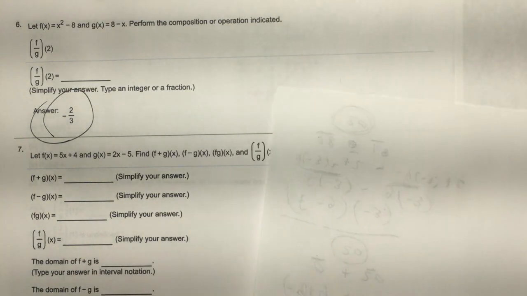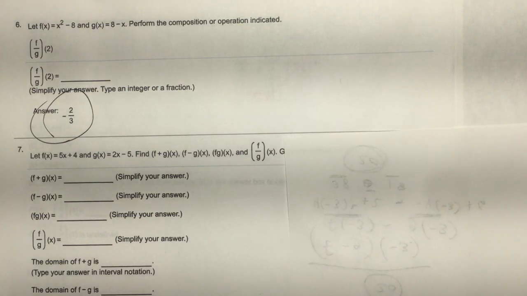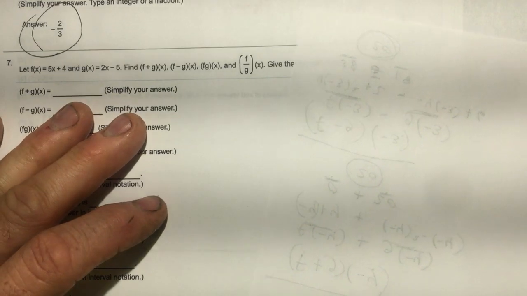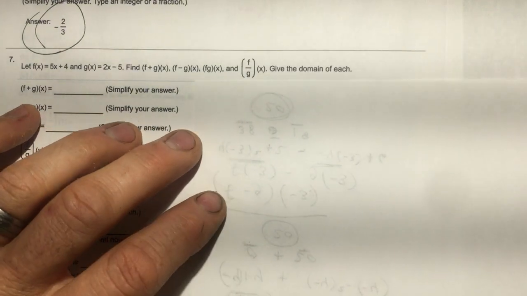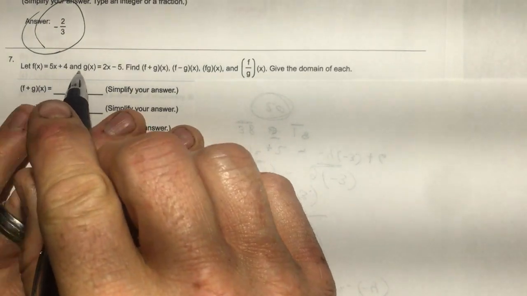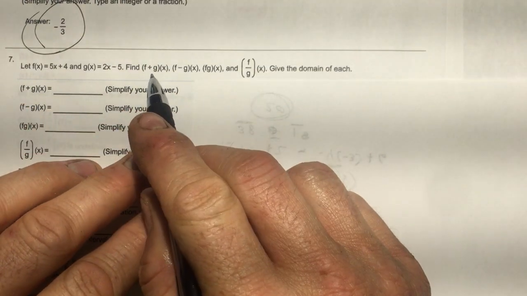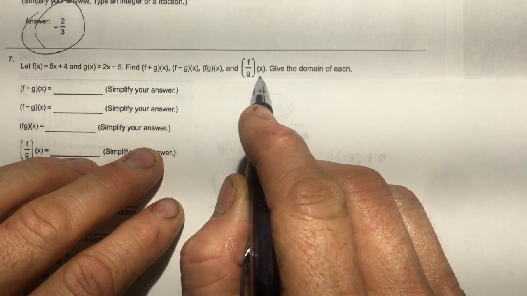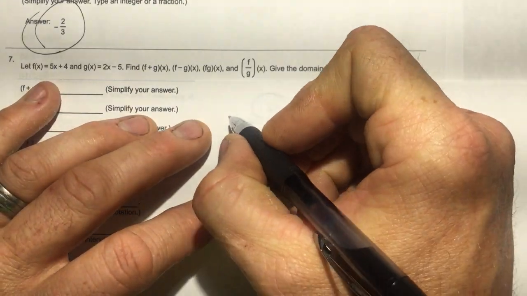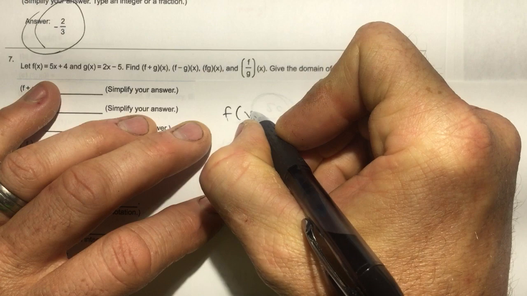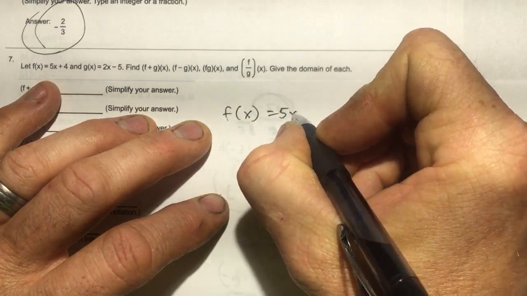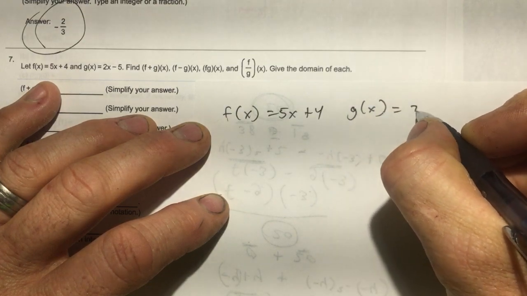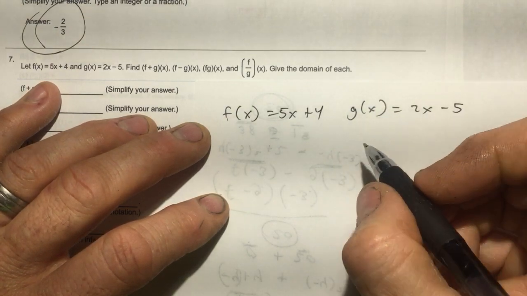Now, when we get to number 7, move this up a little bit. Okay, number 7, we've got these functions here, f and g. All right, it says find f plus g of x, f minus g of x, f times g of x, and f divided by g of x. So basically, let me write these down. f of x is 5x plus 4. g of x is 2x minus 5.